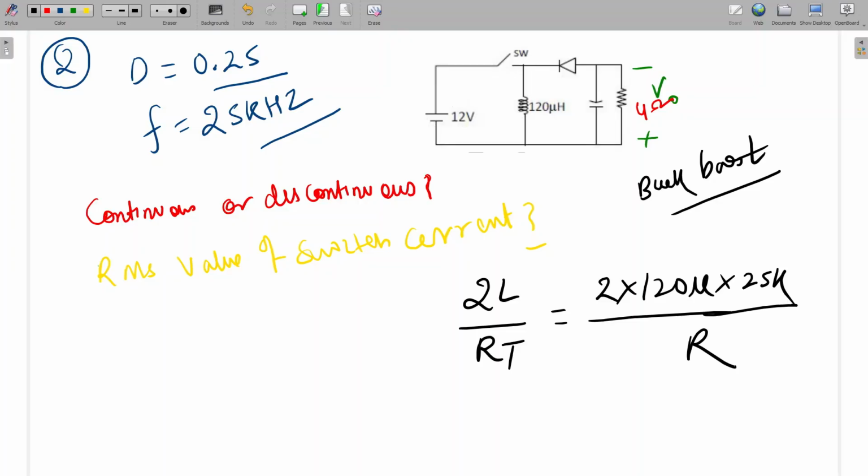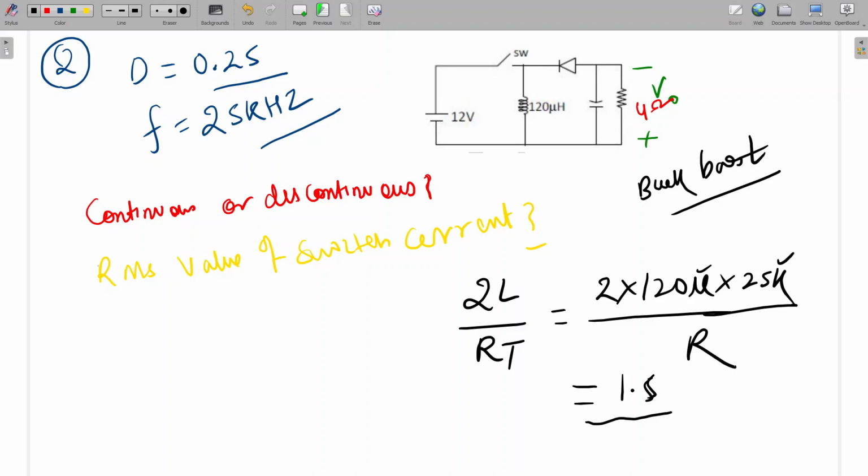How much? 4. How much is the value? This is 1.5. Everyone getting the same value? 1.5 nanofarad? Not nano. See this, how are you getting nano? This is micro and this is kilo. 1.5 constant it is coming. Okay sir, this K value is 1.5.